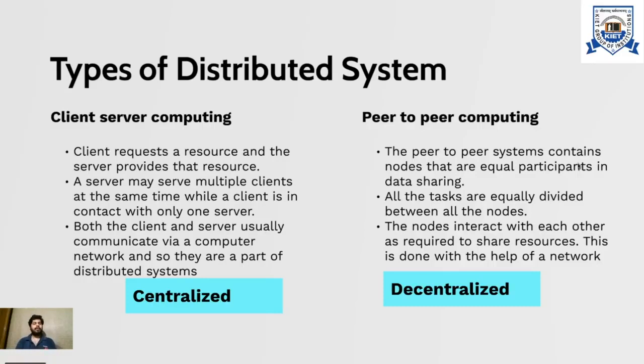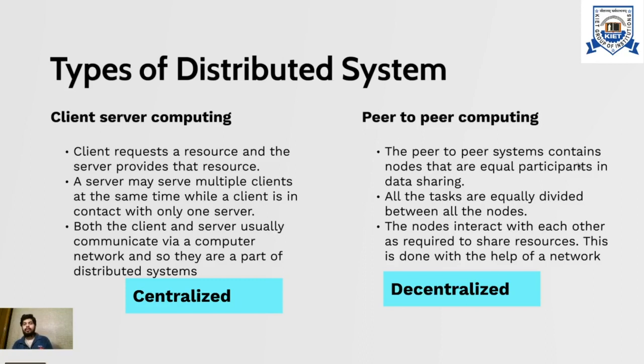Now coming to the next point, both client and server usually communicate via a computer network, so they are part of a distributed system. Obviously they are part of a distributed system when they are communicating through a network. And as you can see, it is a centralized approach. We have already discussed it earlier. There is nothing much to discuss.